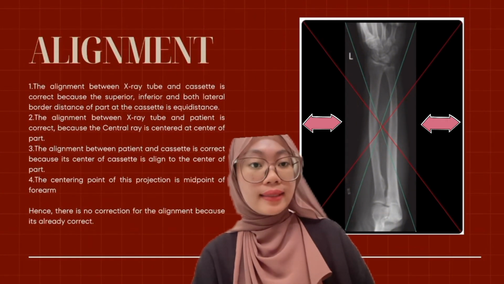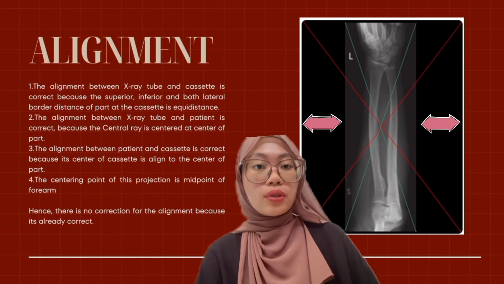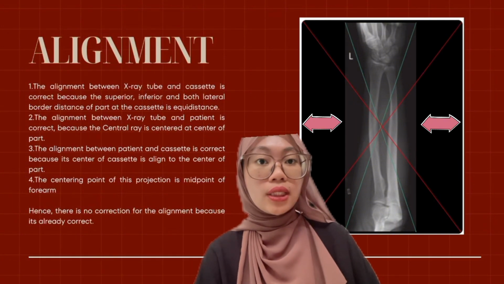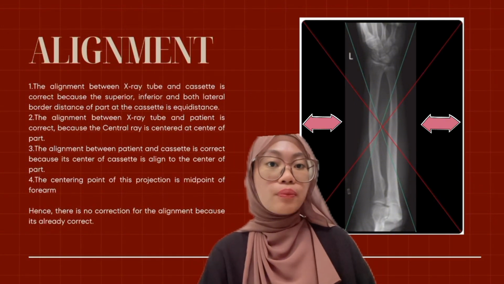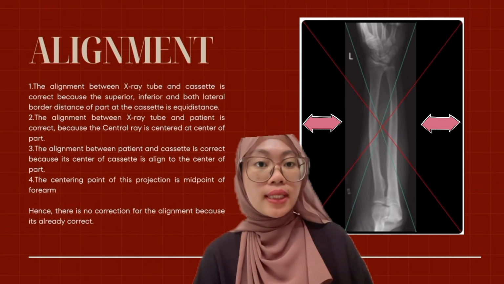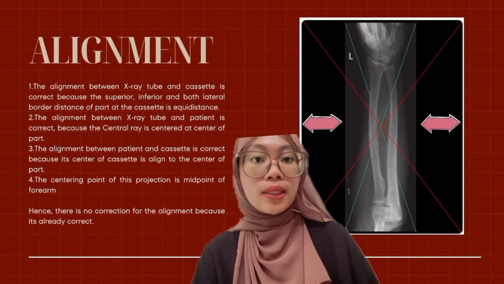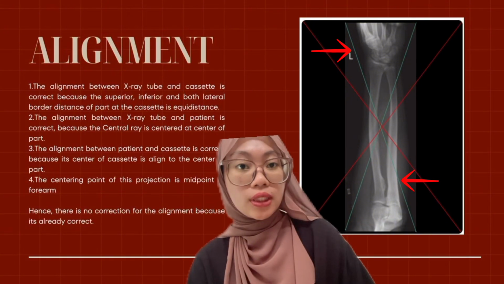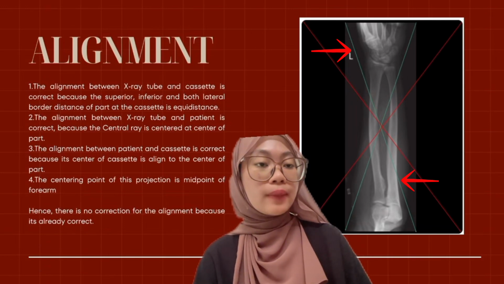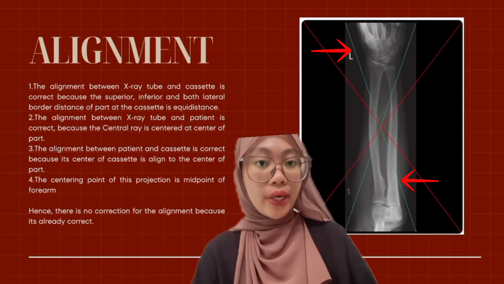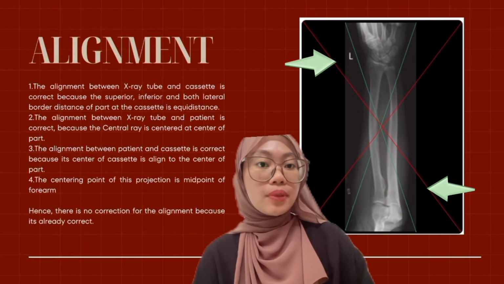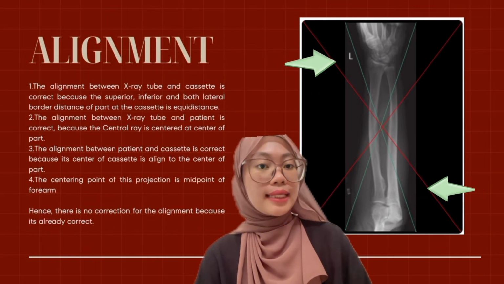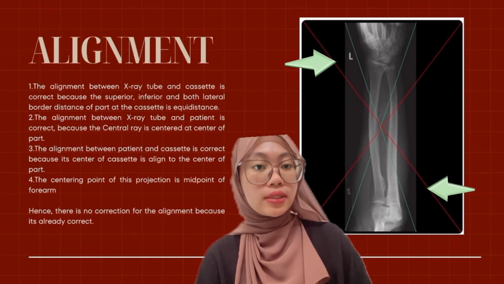And then the second one is alignment. First of all, the alignment between the X-ray tube and the cassette is correct because the superior, inferior, and both lateral border distances are equidistant. The second one, the alignment between the X-ray tube and the patient, is correct because the central ray is centered at the center of the part. And the third one, the alignment between the patient and cassette, is correct because the center of the cassette is aligned to the center of the part.